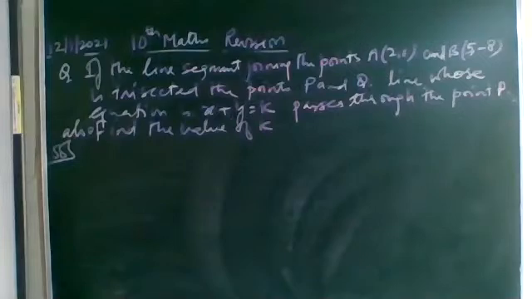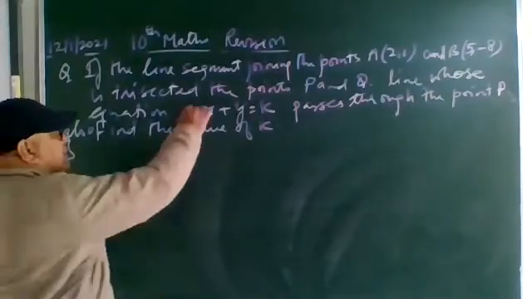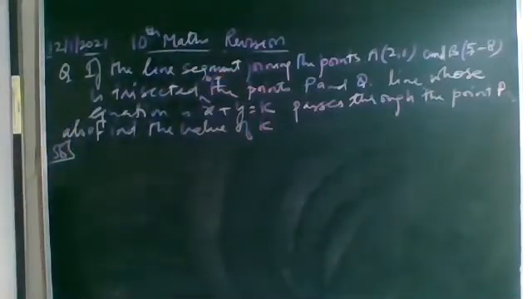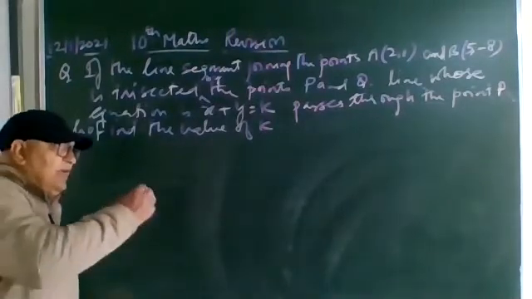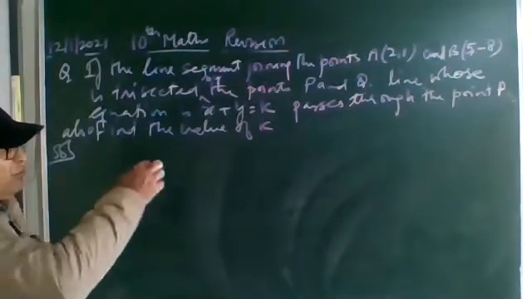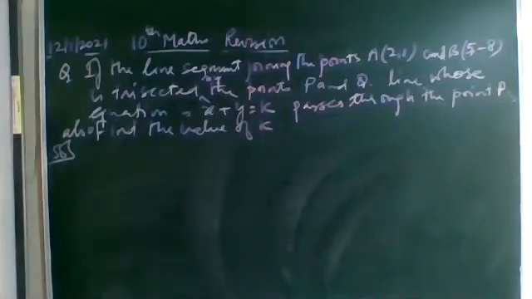If the line segment joining the points A (2, 1) and B (5, -8) is trisected by the points P and Q, and the line whose equation is x plus y equals k passes through the point P, also find the value of k. So here I have added two questions. Once this question was asked in the board exam.